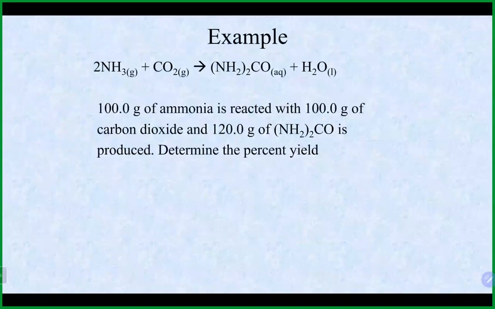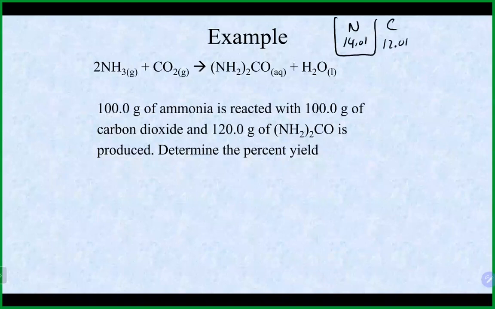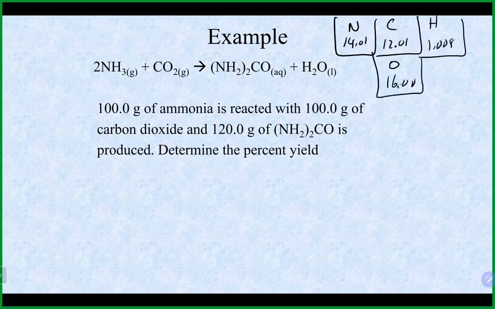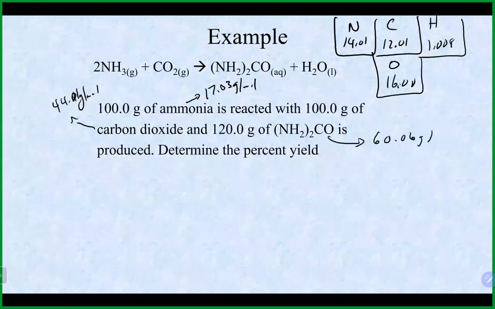All right, we do this reaction here. We start with 100 grams of ammonia, which reacts with 100 grams of carbon dioxide, and we produce 120 grams of our product. What is the percent yield? Nitrogen is 14.01. Carbon is 12.01. Hydrogen 1.008. Oxygen here 16. By the way, just to help you, since we're getting to the end, we did ammonia earlier. Molar mass is 17.03 grams per mole. And CO2 is 44.01 grams per mole. We used those in previous problems.